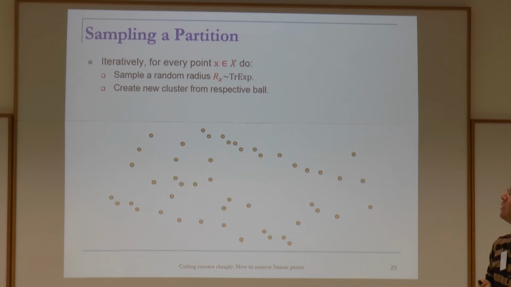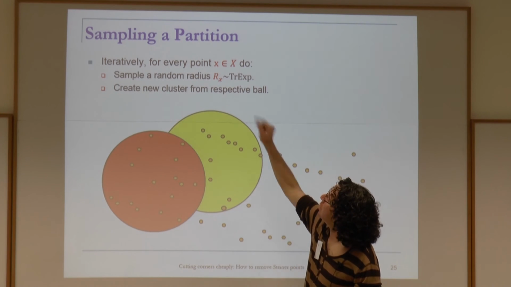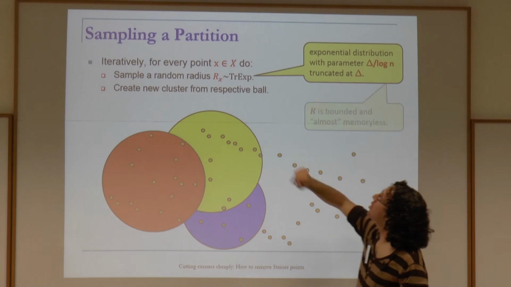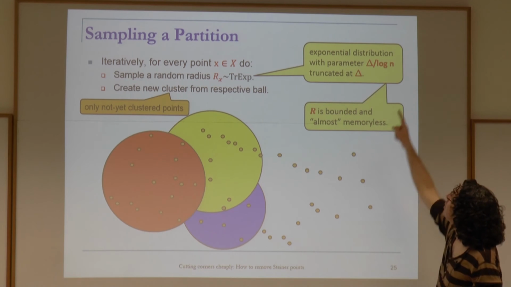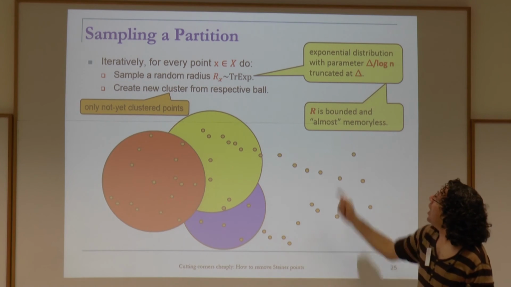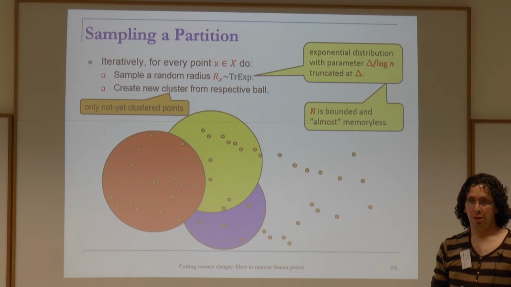Actually, we use more or less the same partition that Bartal used. For every point in the metric space, we sample a random radius. This is the truncated exponential distribution with parameter delta over log n, where n is the number of points in the space. R is bounded, and it's almost memoryless.